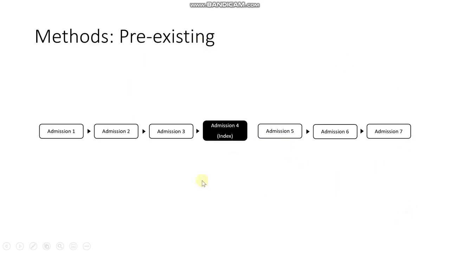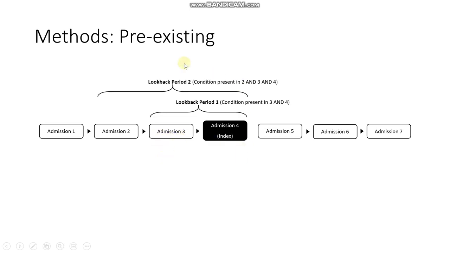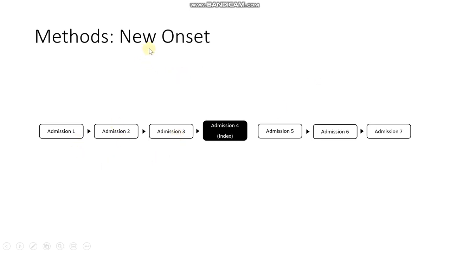In order to derive the algorithm, we used various look-back periods. So when it came to pre-existing conditions, we identified a pre-existing condition if the condition was present in the index admission as well as the previous admission. Look-back period 2 examined to see if the condition was present in the index admission as well as the 2 previous admissions. And look-back period 3 evaluated if the condition was present in the index admission as well as the 3 previous admissions.